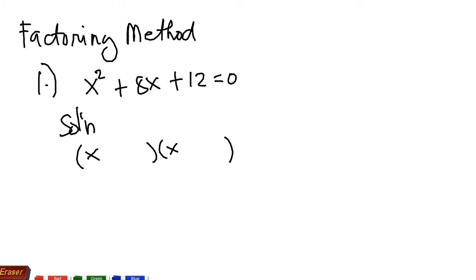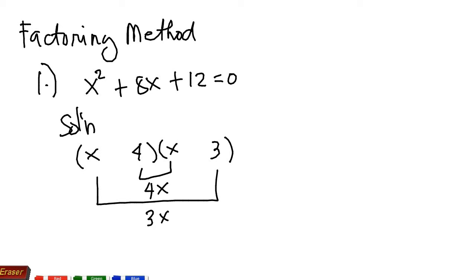So in this case, you have 12. If we try 4 times 3 here, let us check if we are going to get the correct middle term. 4 times x will give you 4x, and 3 times x will give you 3x. So you have 7x if you add those. The 7x is not the correct middle term, so we're going to try another factor.